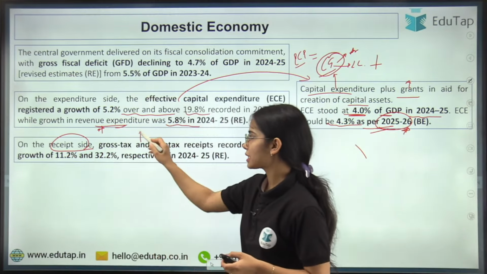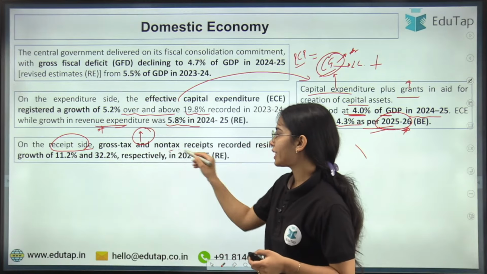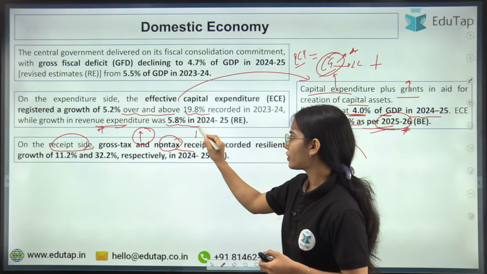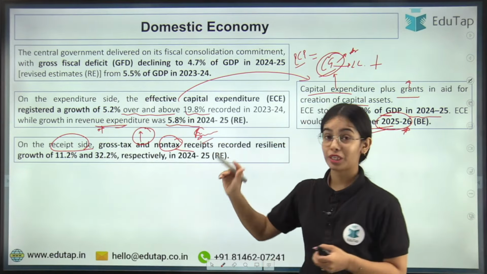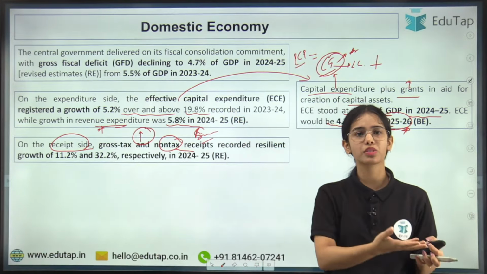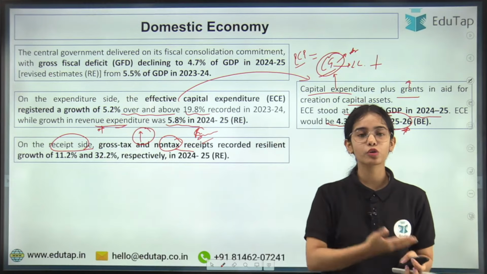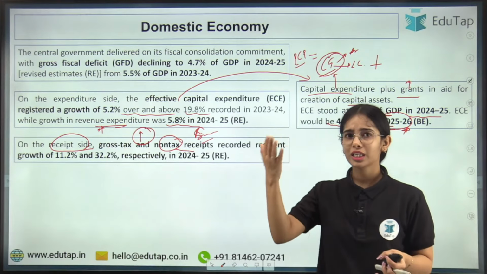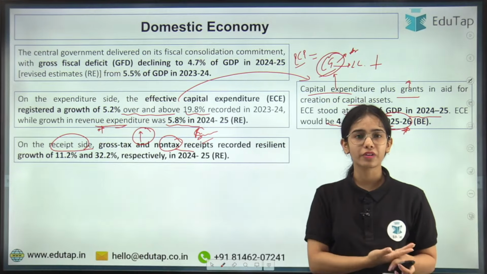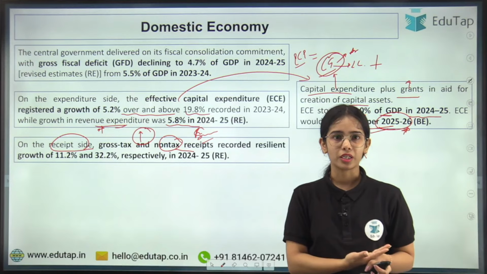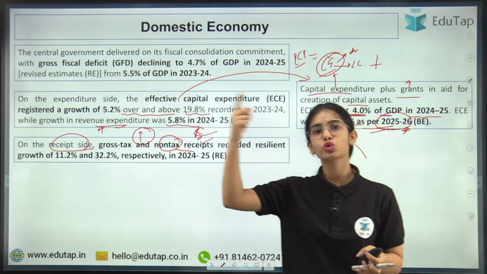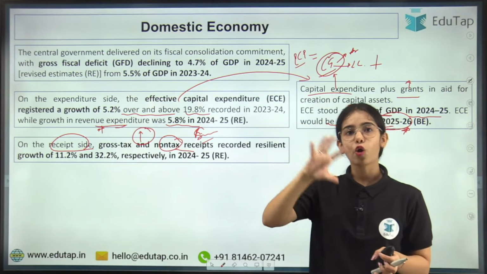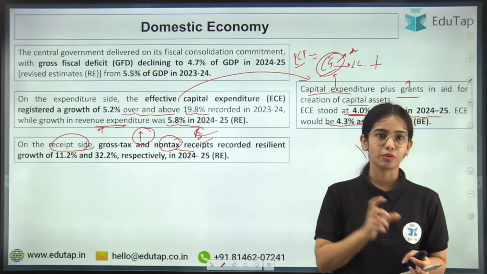On the receipt side, there is the gross tax that the government collected and the non-tax receipts. Non-tax means the profit or surplus going to the government. State Bank of India gave a huge surplus to the government of India. The banks gave a huge surplus. RBI gave a huge surplus. There are different public sector undertakings giving their dividends to the government of India. The government has also given loans to the state governments, on which it is getting interest. So these are the non-tax receipts of the government of India.